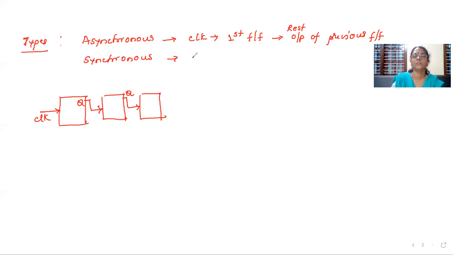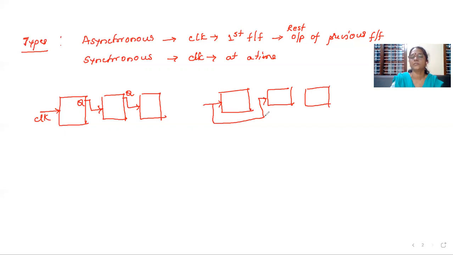Synchronous in the sense clock pulse is given at a time to all the flip-flops. This is done in the shift registers, right? So if we have the flip-flops like this, to all the flip-flops, the clock pulse is given at a time like this. So all the flip-flops get the clock pulse together. So that is called synchronous. They are all in synchronism. Synchronism is nothing but at a time they are receiving the signal. The clock signal is given together to all the flip-flops.